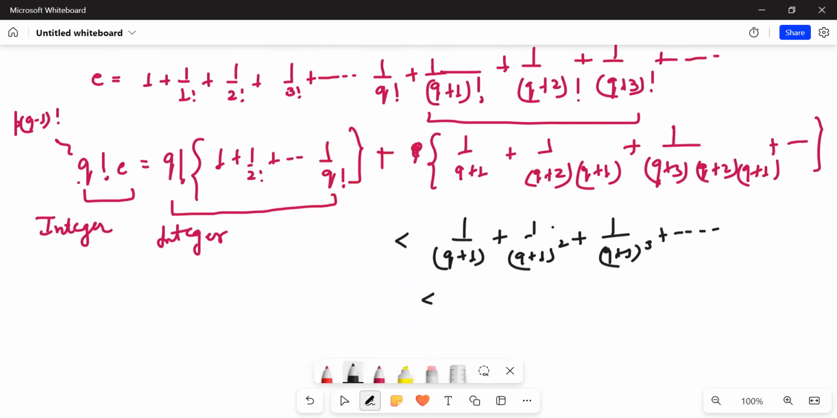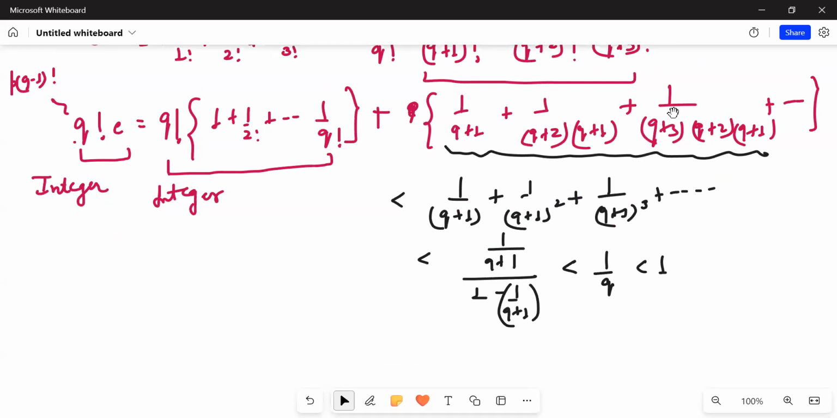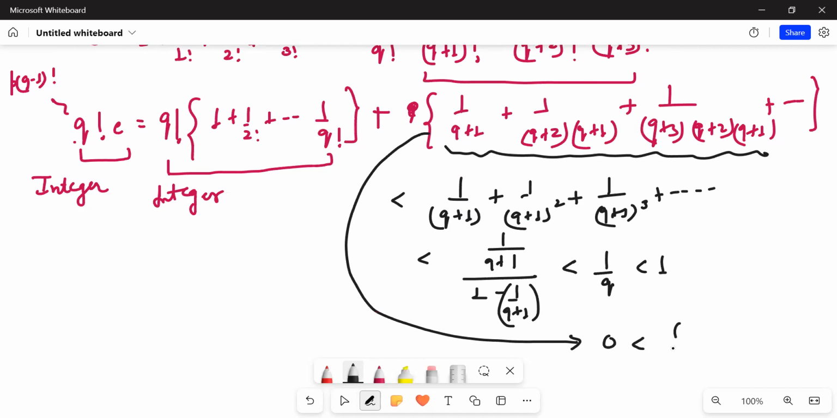And since this is an infinite series, this will go on progressing. So I can write this particular bracket is less than this. And if I just take an infinite sum from here, I know that this would be equal to 1 upon Q plus 1 upon 1 minus 1 upon Q plus 1. So basically, it will be less than 1 upon Q. And 1 upon Q, if Q is a natural number, even if I take Q to be 1, then also it suggests that this is less than 1. And if a positive quantity is less than 1, it implies that this particular bracket lies between 0 and 1.